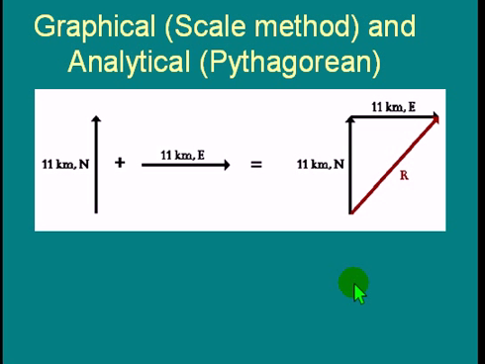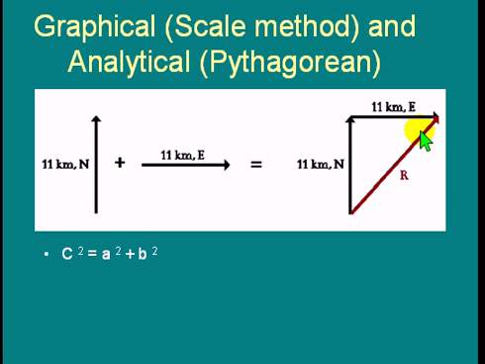Here's a picture of the graphical method. Basically, you're drawing out the vectors. You're adding your two vectors. You draw them out, tail to the head of the vector, and then you draw your resultant.